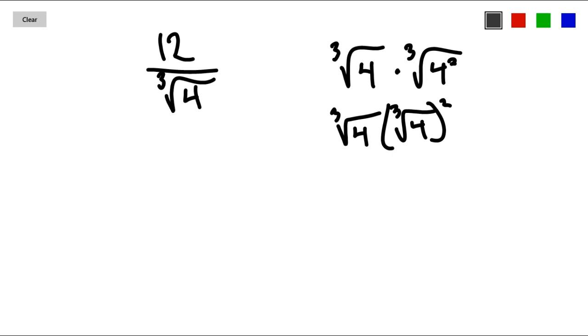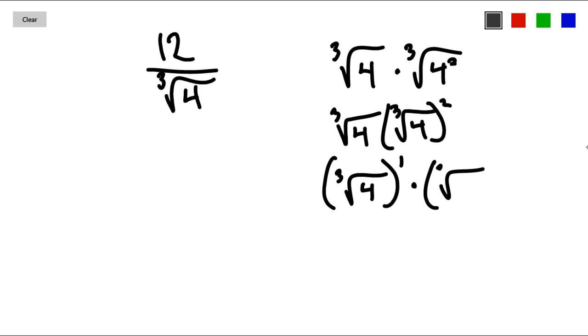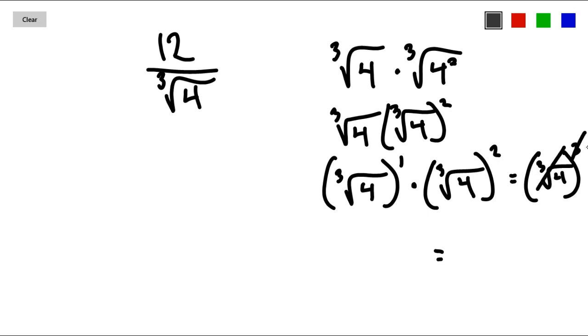In essence, what this is is the cube root of 4 raised to the first power times the cube root of 4 raised to the second power. So remember, if we have the same base and we want to multiply them but they have different exponents, this is the same as adding: you're going to have the same base, but the exponents are going to be added together. So this comes out to the cube root of 4 raised to the third power because we add the two exponents. And then by the properties that we learned about radicals, a cubic power and a cubic root cancel each other. So we're just left with the number 4.